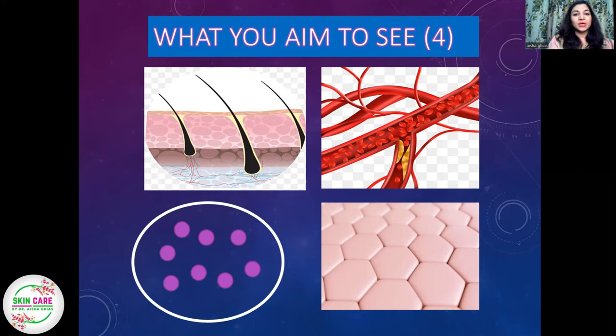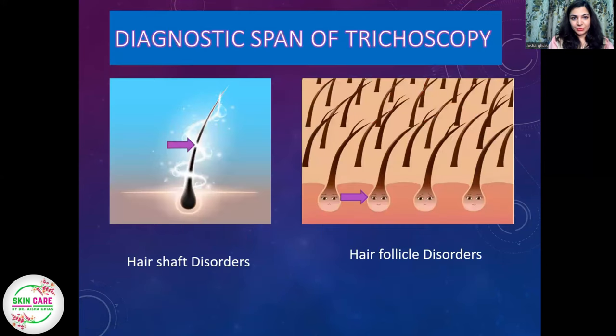The empty follicular units also give you a false appearance of yellow dots over there. So they may signify many types of hair disorders, which we'll talk about. So the dots are very much important, follicular dots in your field of vision while you are doing trichoscopy. So these four things are very important. Keep them in mind and you are going to write a perfect report on trichoscopy.